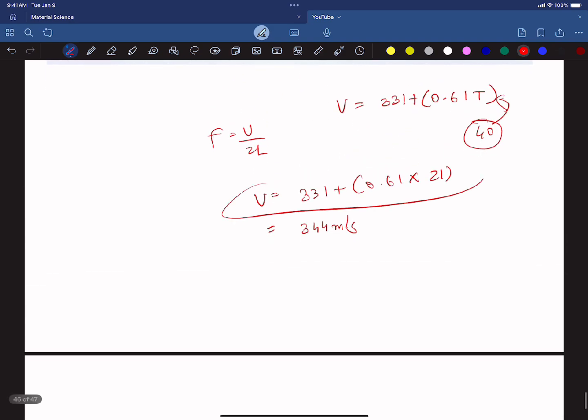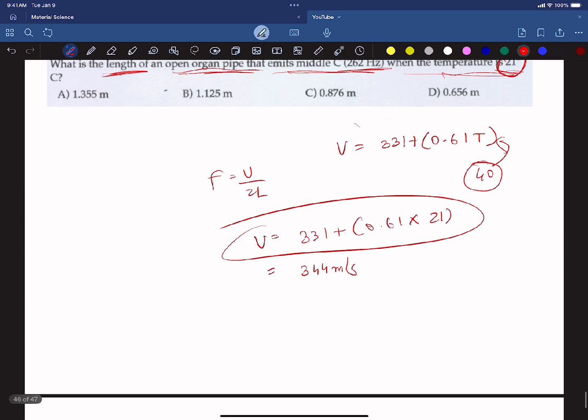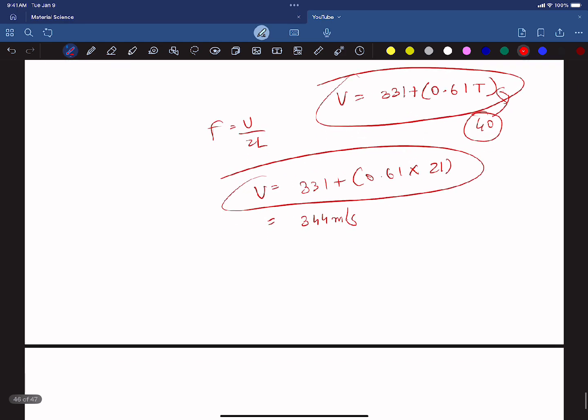Now, this equation is general and it's fixed. Lambda is equal to v times f. Our v is 344. Our f is 262. That will give you 1.313 meter.